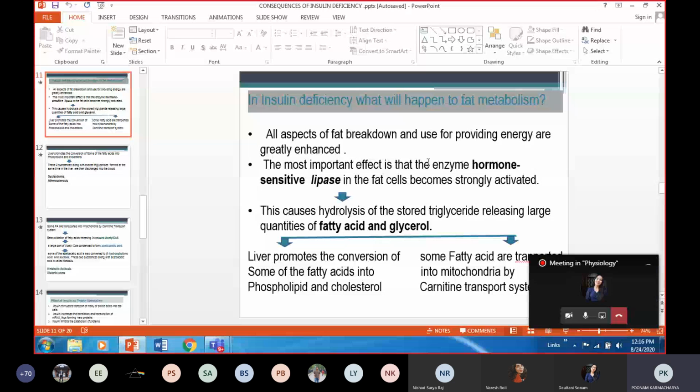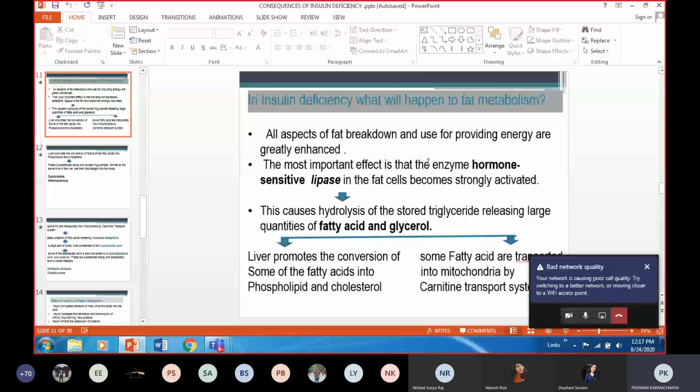triglyceride in the fat. Okay, so initially insulin was causing sparing of fat, the fat sparer, but when there is insulin deficiency, there will be activation of hormone sensitive lipase acting on the stored triglyceride. So now this stored triglyceride will be broken down into fatty acids.